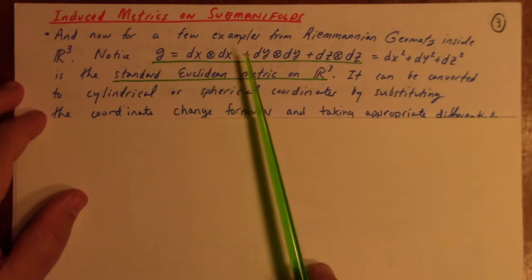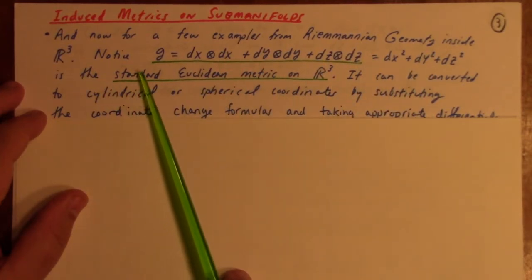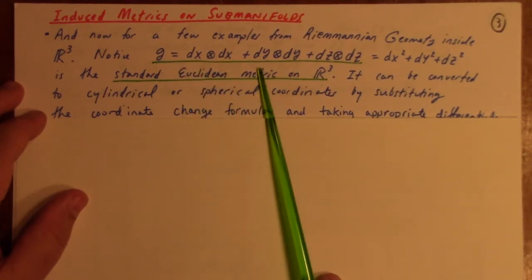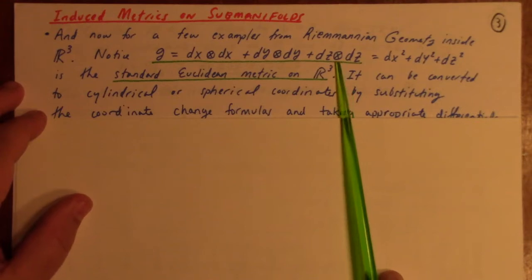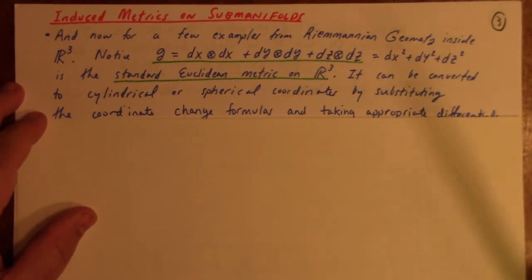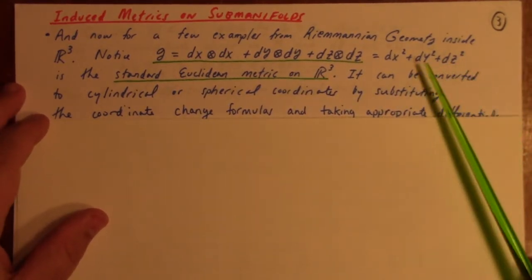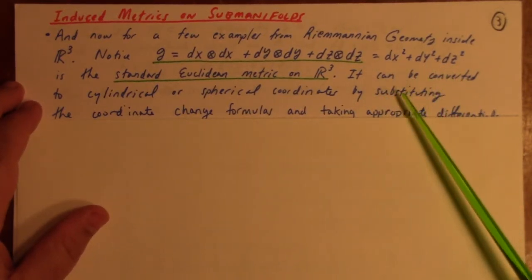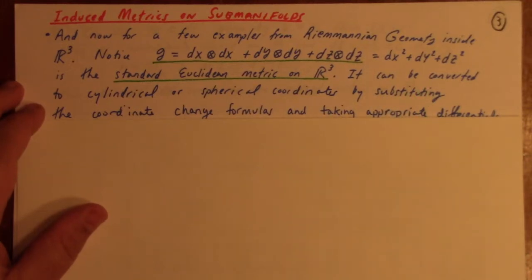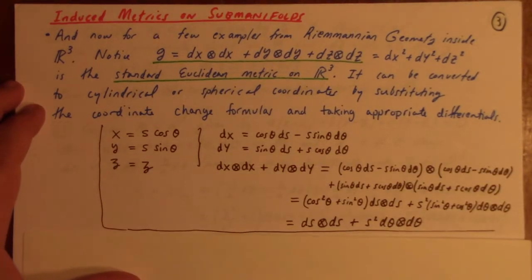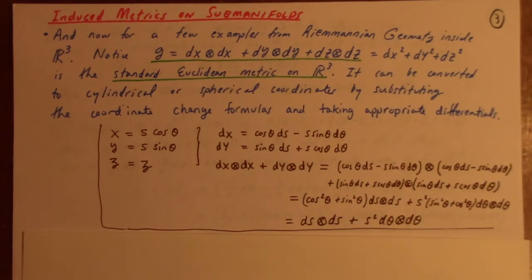And now for a few examples from Riemannian geometry inside R3. So basically in R3 the Euclidean metric is dx tensor dx plus dy tensor dy plus dz tensor dz. And a shorthand for that is just dx squared plus dy squared plus dz squared, right? And that's a perfectly good shorthand as long as you understand what it means. This is the standard Euclidean metric on R3, and it can be converted to cylindrical or spherical coordinates simply by substituting the coordinate change formulas and taking appropriate differentials. Like here is the cylindrical metric, if you will.